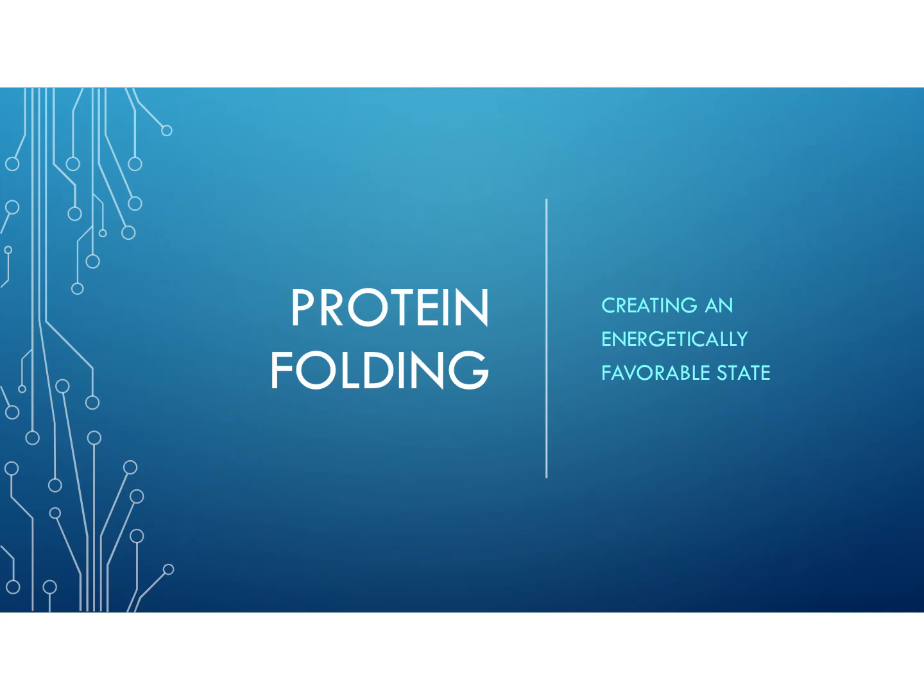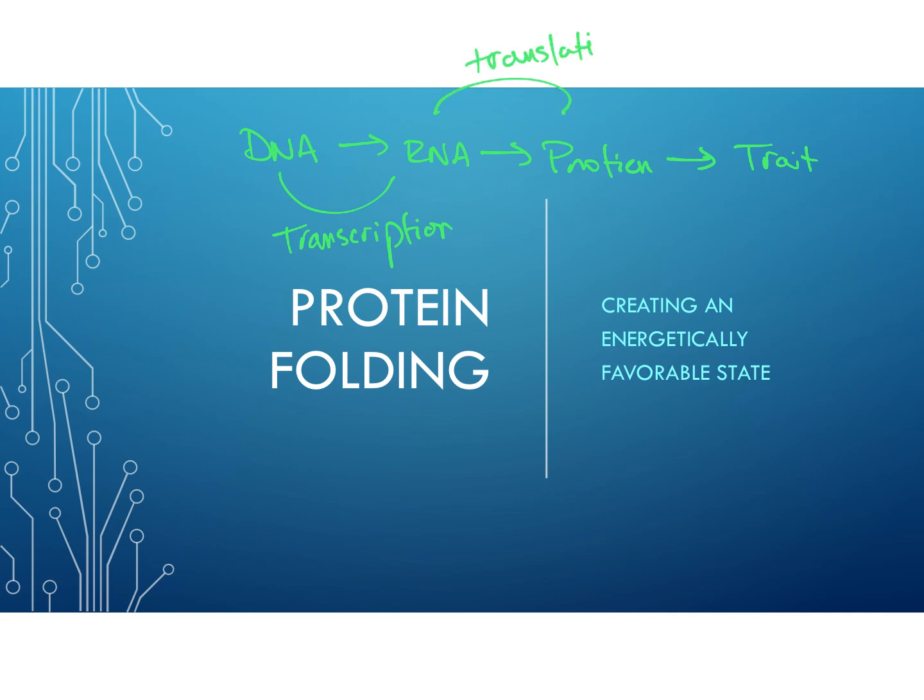All right, hello everybody. Right now, what we're going to be doing is talking about protein folding. So let me just recap what we covered before. Our central dogma was going from DNA to RNA to protein to ultimately trait. Up to this point, we've talked about transcription and translation. But now we're going to start discovering this right here. How do we go from the protein that is made to ultimately the trait that is expressed?